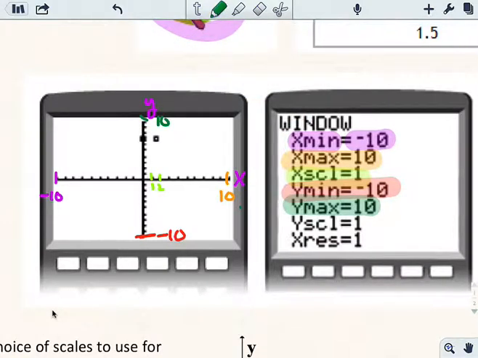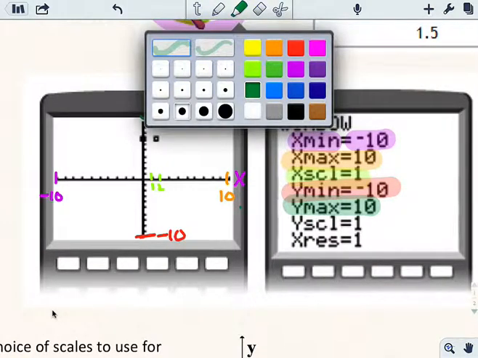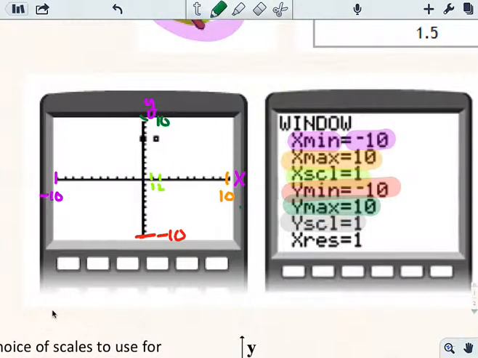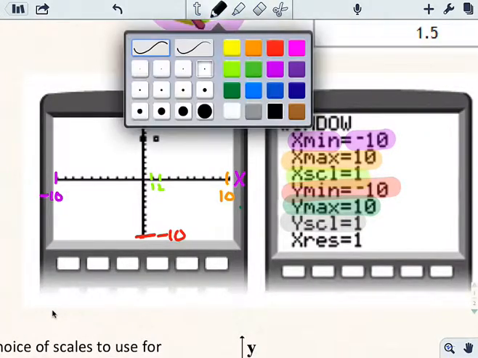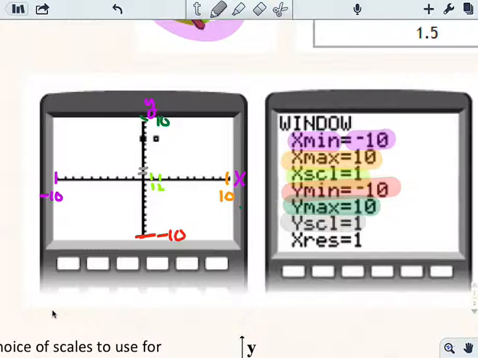And again, the scale, let's use gray. Okay, so the scale is going to be counting by 1 every time. Okay? So each of these little tick marks stands for 1. So it's like 1, 2, 3, 4, 5. I'm not going to put them all there.